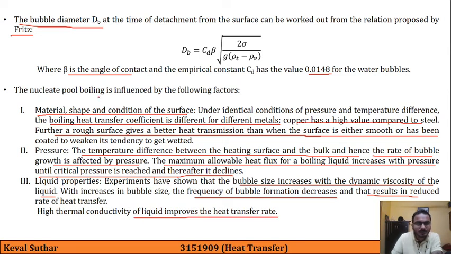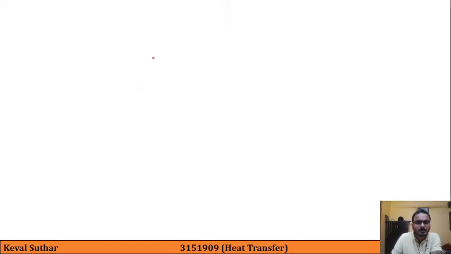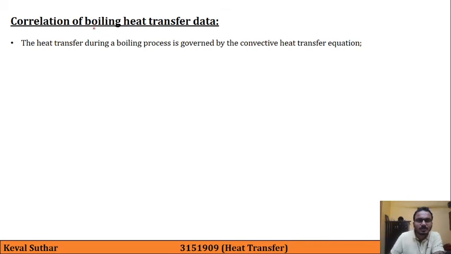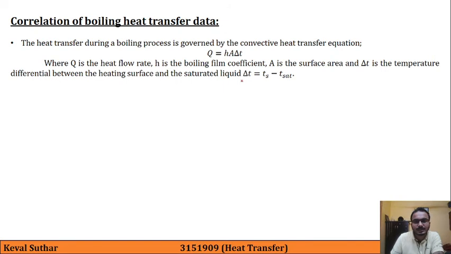So these are the factors which influence nucleate pool boiling, and now we will go through the correlations for boiling heat transfer. These correlations are just like the correlations we saw for free and forced convection. So we will be accepting them and we will utilize them in our numericals. We will not discuss much on this. Here first is the equation we know, Q is equal to h delta T, where delta T is Ts minus Tsat.